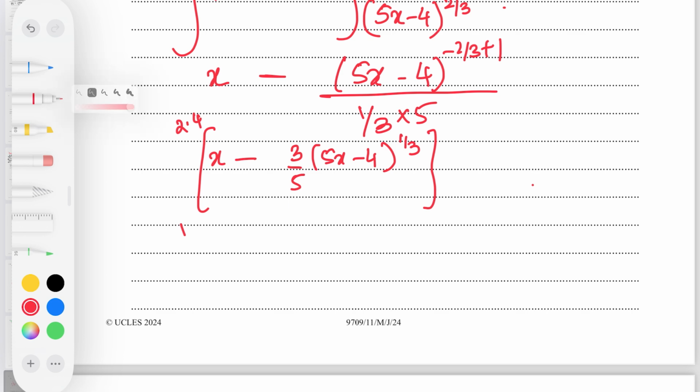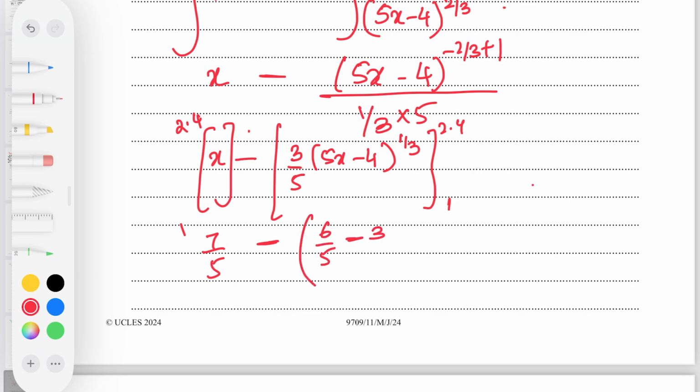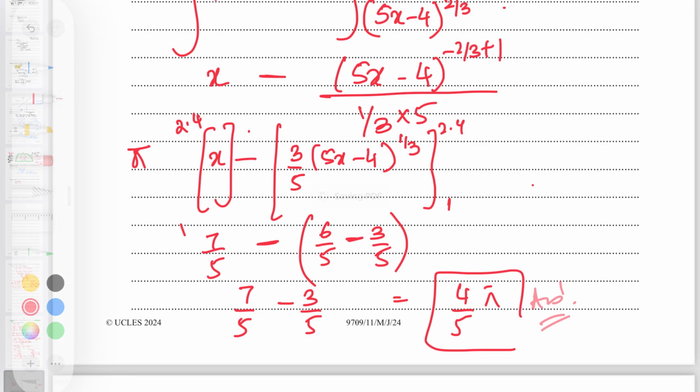Okay, now 2.4 minus 1 is 7 upon 5 minus. This gives me upper limit 6 upon 5 minus 3 upon 5. And write pi with the final answer. Alright, now let's move on to the next part of the question.